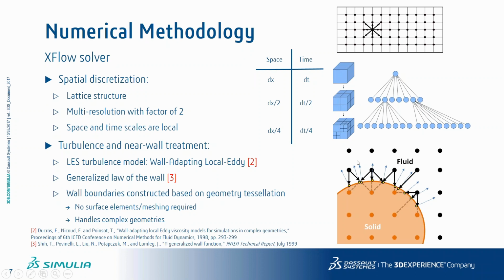So you can discretize with a relatively high discretization order with just a few lattice nodes, because in our case especially we use a D3Q27 lattice scheme, which means every lattice node can see up to 27 directions of velocity, which is a high discretization order.